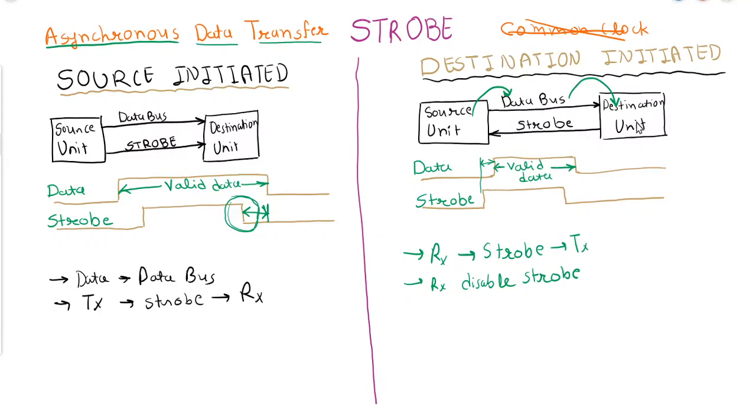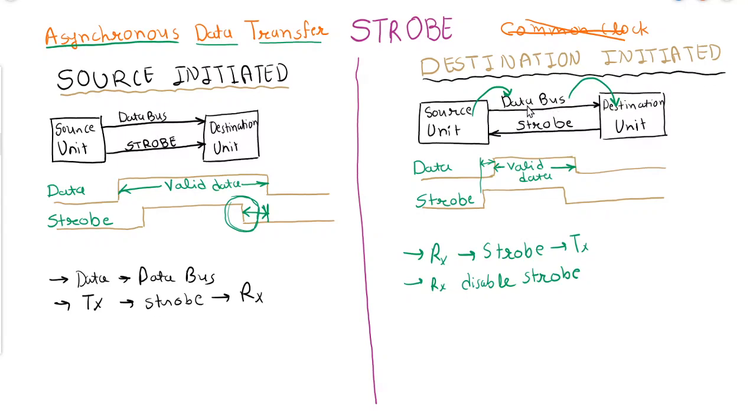In destination initiated transfer, we may not have any idea whether the source has properly received the strobe or not. The destination will assume that after sending the strobe, after some time it can start reading data from the bus. It may be possible that the data is previously generated data, or data previously put on the data bus, so new data may not be received by the destination unit. This is how destination initiated strobe works.